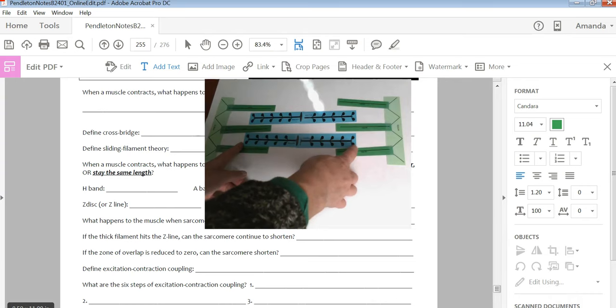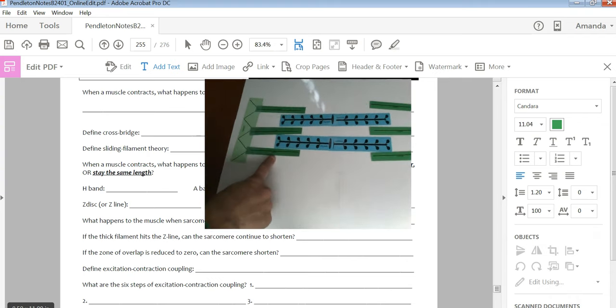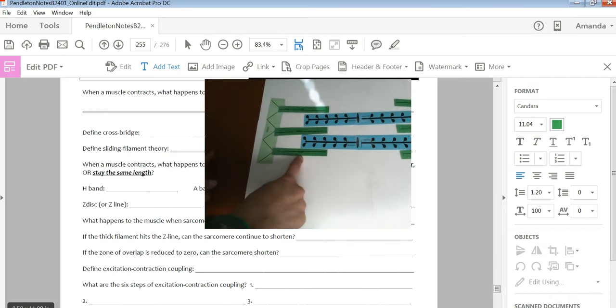From here to here is the A band, because it is the length of myosin. From here all the way over to the other side, where we'd see a mirror image, would be the I band, so we have actin present, but no myosin.